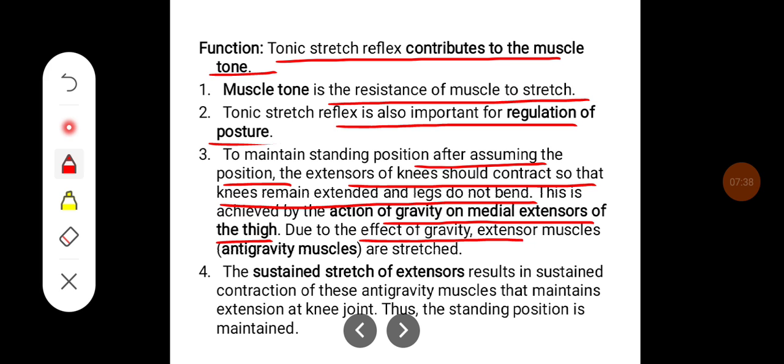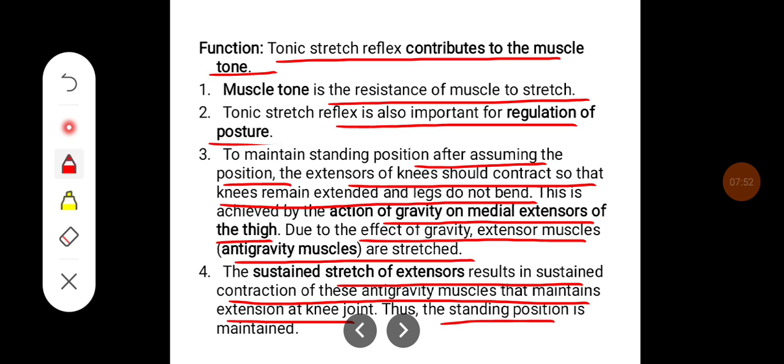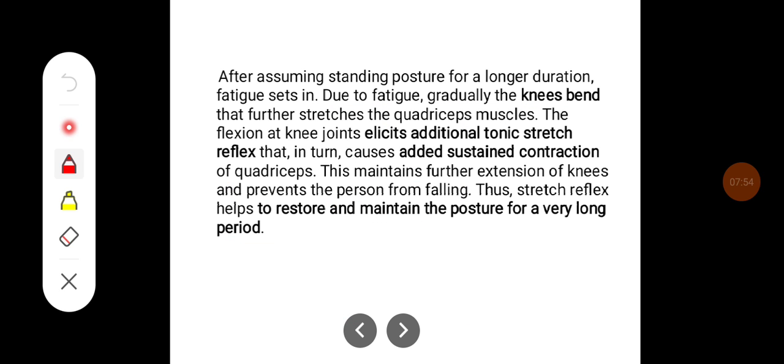Due to the effect of gravity, extensor muscles, that is anti-gravity muscles, are stretched. The sustained stretch of extensor results in sustained contraction of these anti-gravity muscles that maintains the extension at the knee joint. Thus, the standing position is maintained. After assuming standing posture for a longer duration, fatigue sets in.